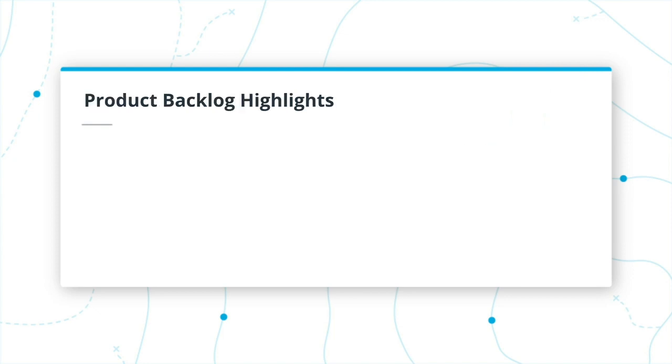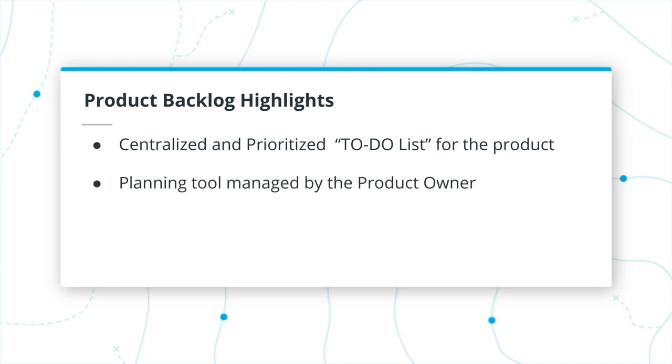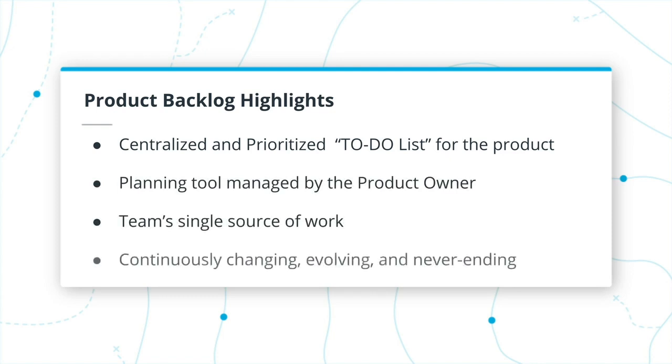Here are some of the product backlog highlights. The product backlog is the to-do list. It's a planning tool. It's the team's single source of truth for work. We don't avoid adding to the backlog. We welcome input for the product into the backlog. And it is continuously changing and evolving.